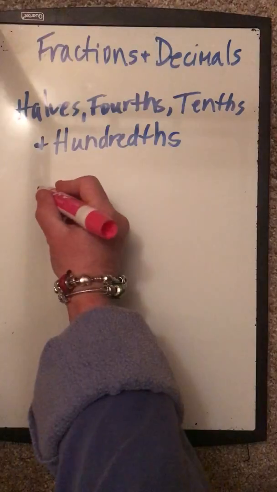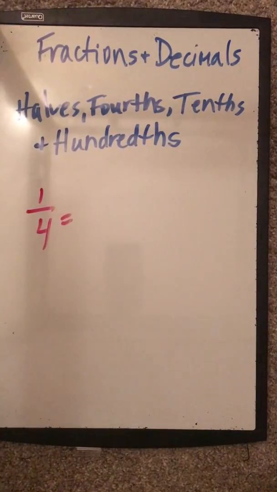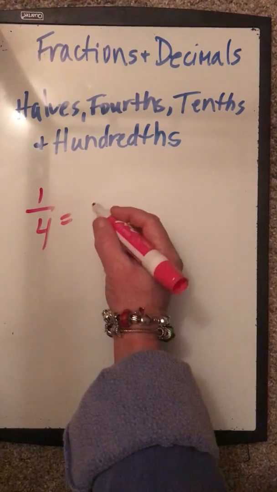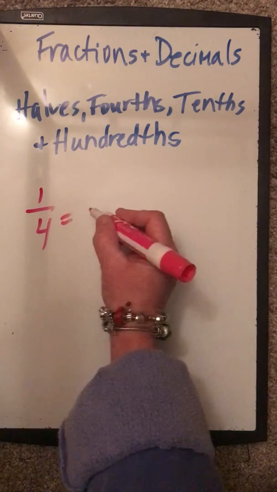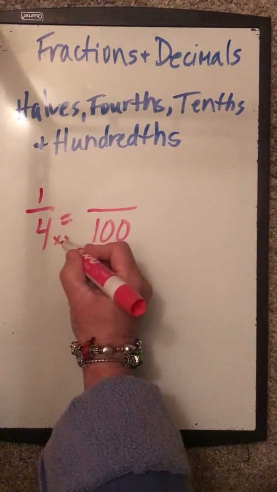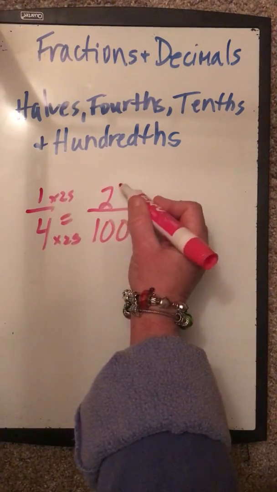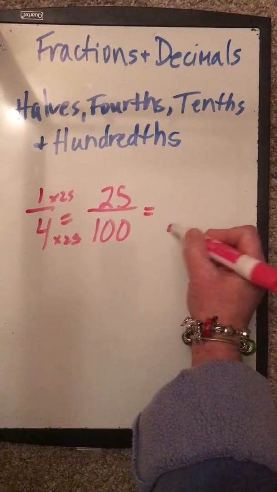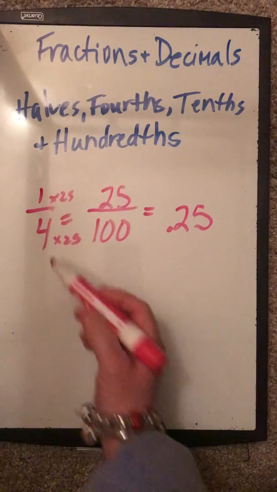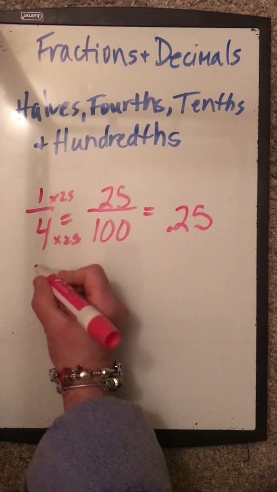What about fourths? These are pretty common too, fractions and decimals that we talked about last year. So if you remember, 1/4, well, we can't change that to tenths, so we're going to see if we can change it to hundredths. So we're going to do 4 times 25, 1 times 25, 1/4 equals 25 hundredths, which is 0.25. And the way that we can remember that is to relate it to money, because 1/4 is 25 cents.